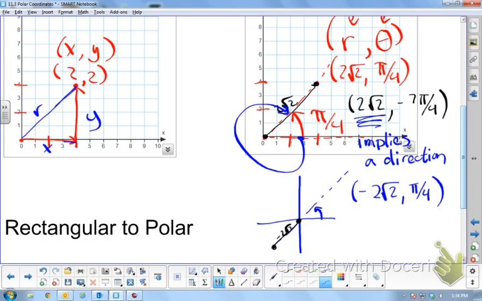A squared plus b squared equals c squared. That's the Pythagorean theorem. It's a right triangle, Pythagorean theorem.